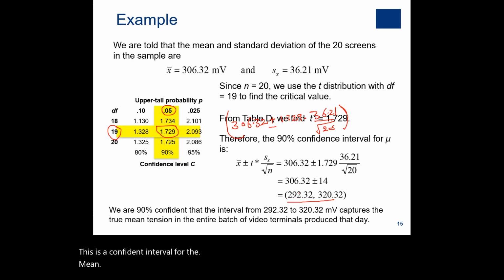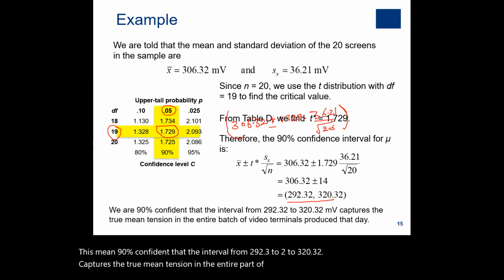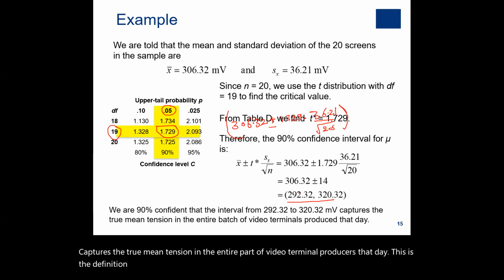This means we are 90% confident that the interval from 292.32 to 320.32 captures the true mean tension in the entire batch of video terminals produced that day. This is the definition of the confidence interval, actually.